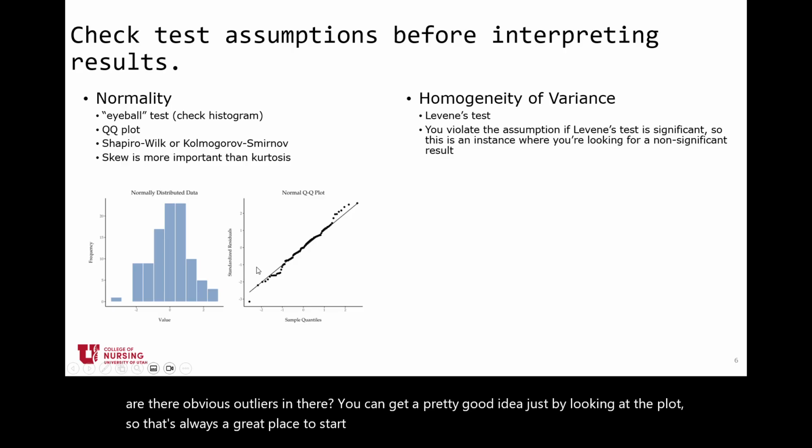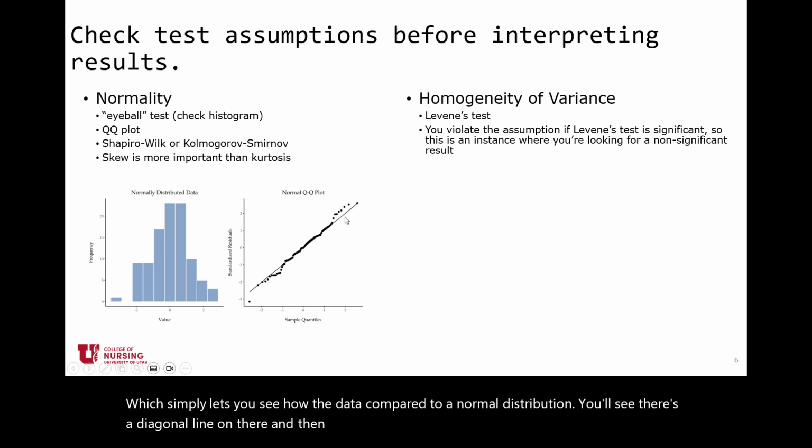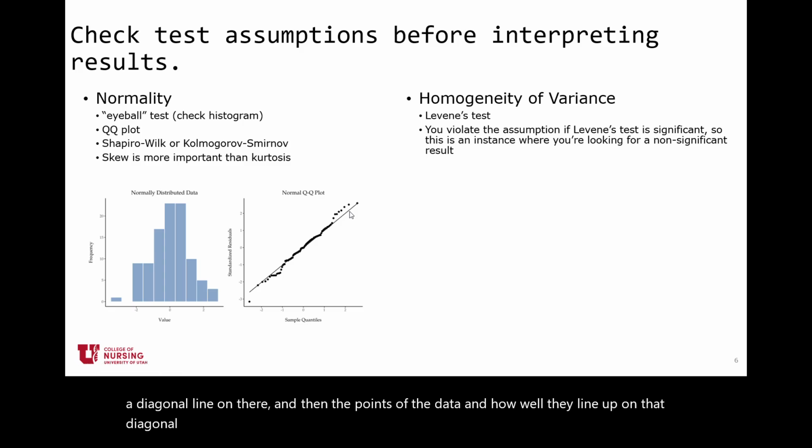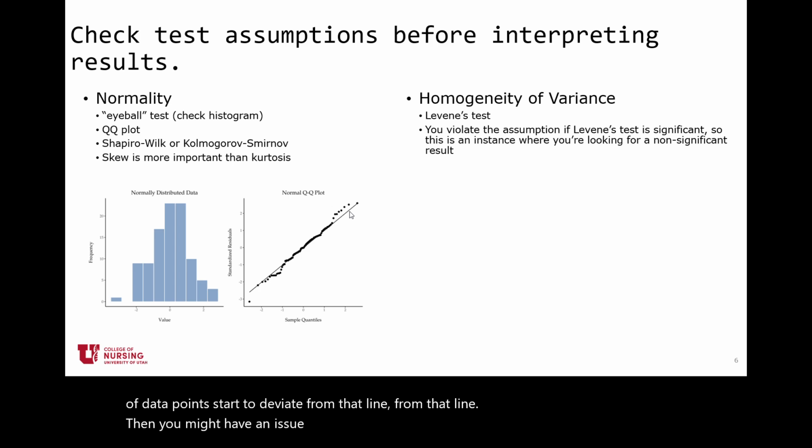Navarro does mention a QQ plot, which simply lets you see how the data compare to a normal distribution. You'll see there's a diagonal line on there, and then the points of the data and how well they line up on that diagonal line. When it looks like this, it means it's fairly well normally distributed, but when a lot of data points start to deviate from that line, then you know you might have an issue with normality.